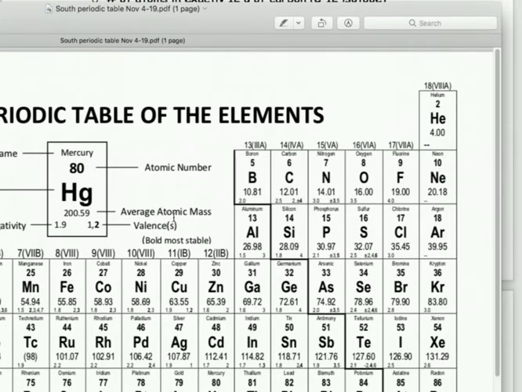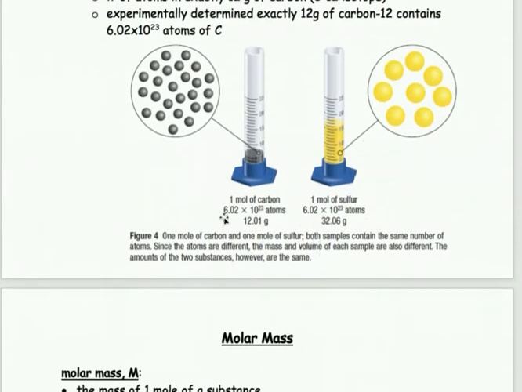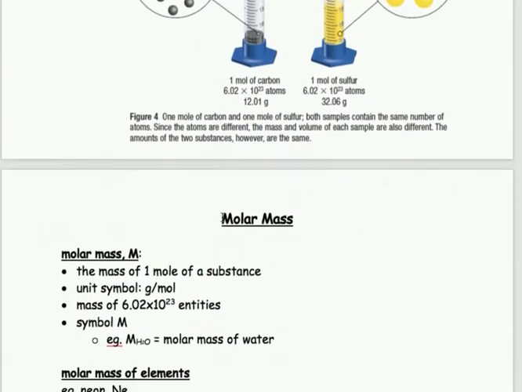It's the average atomic mass that you've been using. Back in Unit 1, you remember that carbon is made up of several different isotopes, and they average out to this mass here. And sulfur, here we go, 32.07. So that's what we're looking at today, calculating the molar mass of elements.